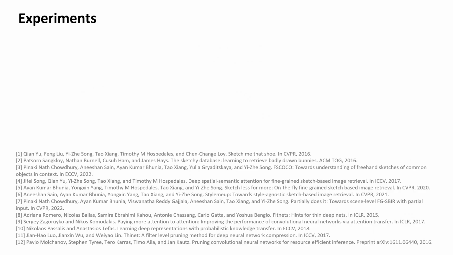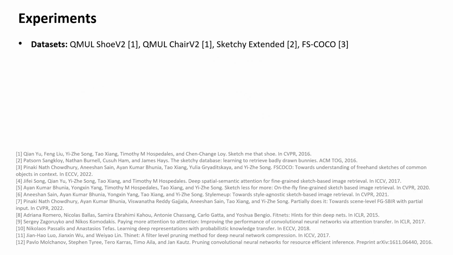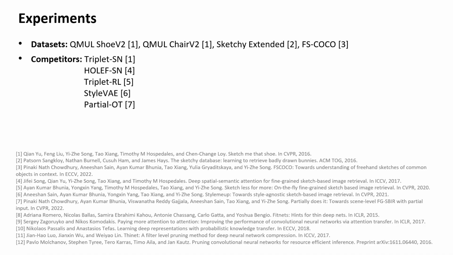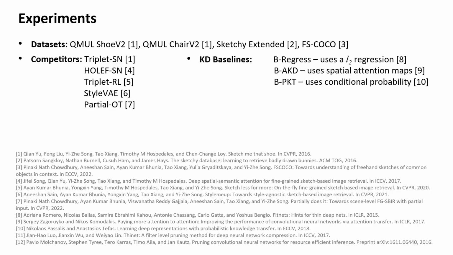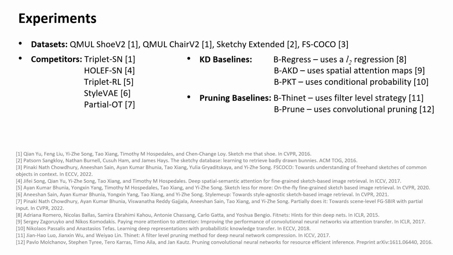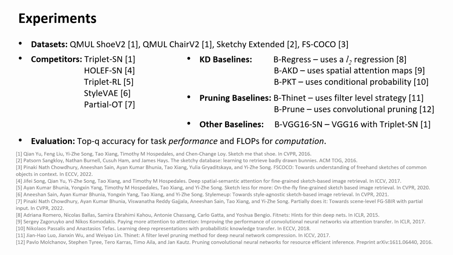We evaluate our framework on two FGSBIR datasets, ShoeV2 and ChairV2, along with a categorical SBIR dataset, Sketchy Extended, and a scene-level SBIR dataset, FS-COCO. We choose a few state-of-the-art FGSBIR frameworks as competitors. For baselines, we choose a few state-of-the-art knowledge distillation strategies applied in our context involving the student backbone MobileNet V2. We also take the VGG16 backbone and use a model compression technique, pruning, establishing a few more baselines. And we compare it with a simple triplet network in conjunction with SketchNet V2. We use a top-Q accuracy metric to measure task level performance and average flops count for computational efficiency.